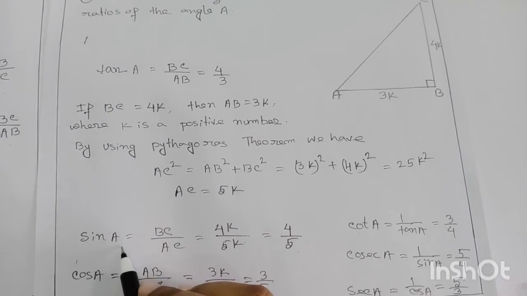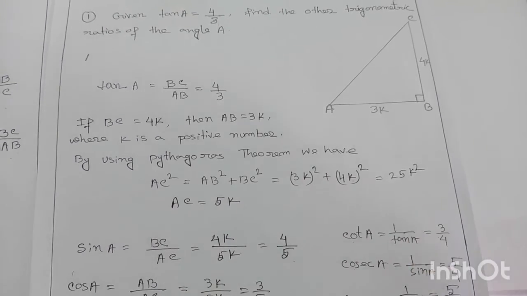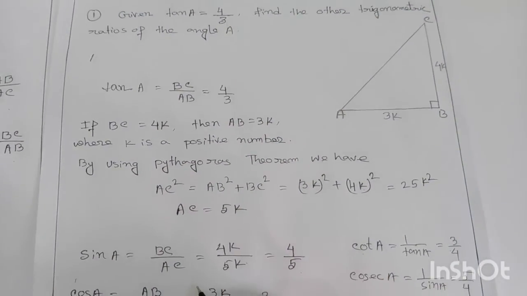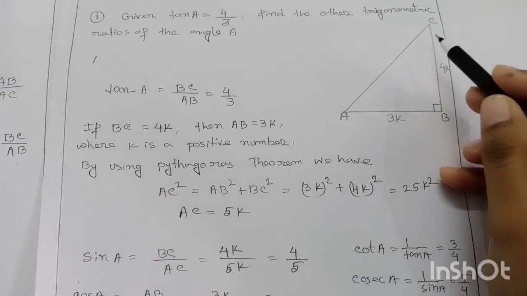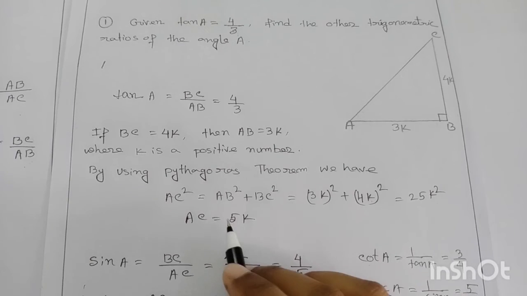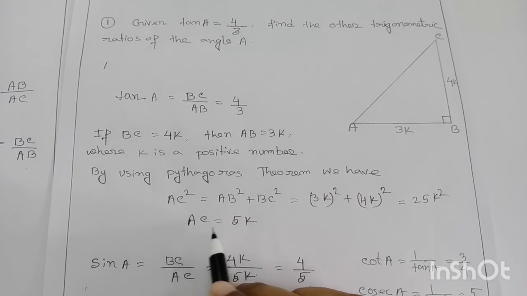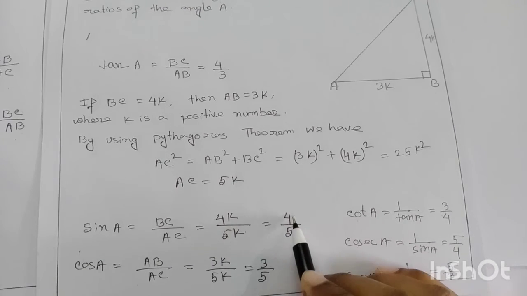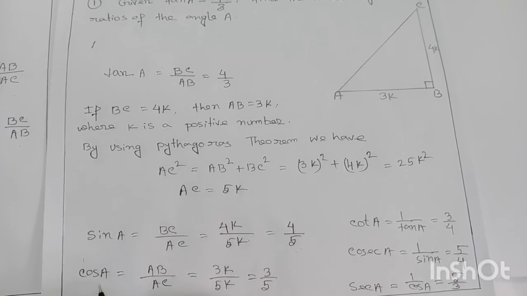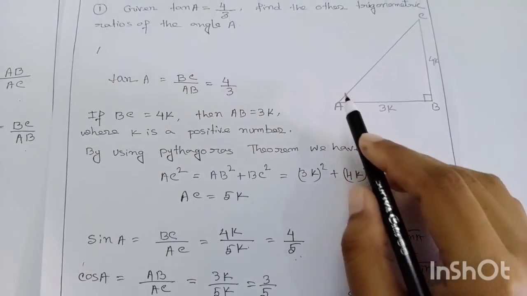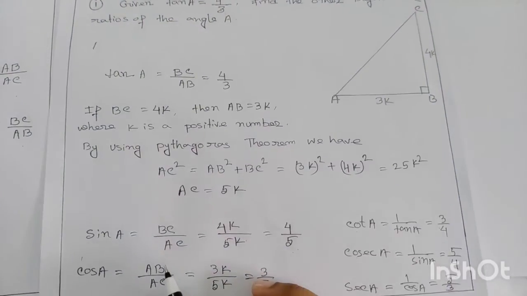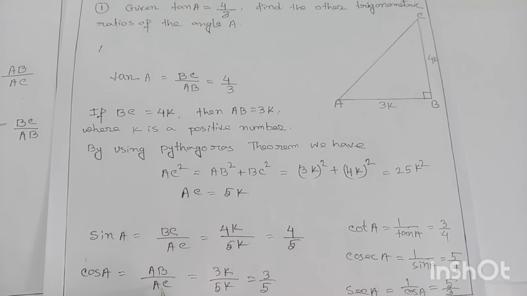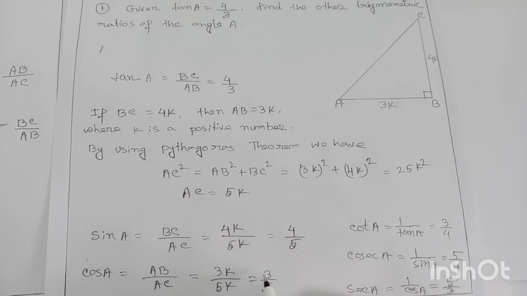So sine A, we know, equals height by hypotenuse. Height BC, hypotenuse AC. So BC by AC, BC equals 4K, and the value of AC we have got from this calculation, that is AC equals 5K. So in place of AC we can write 5K, which equals 4 by 5. Next, cos A. Cos A equals base by hypotenuse. Base AB, hypotenuse AC. So in place of AB we can write 3K, and in place of AC we can write 5K, which equals 3 by 5.